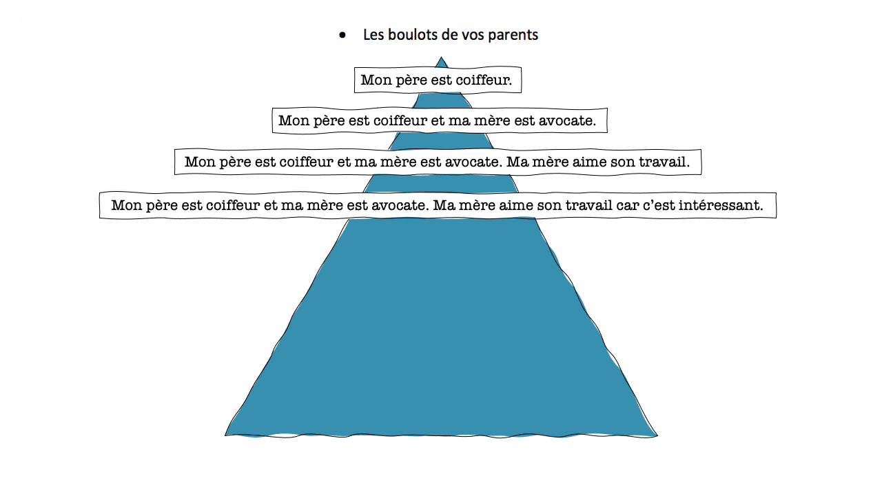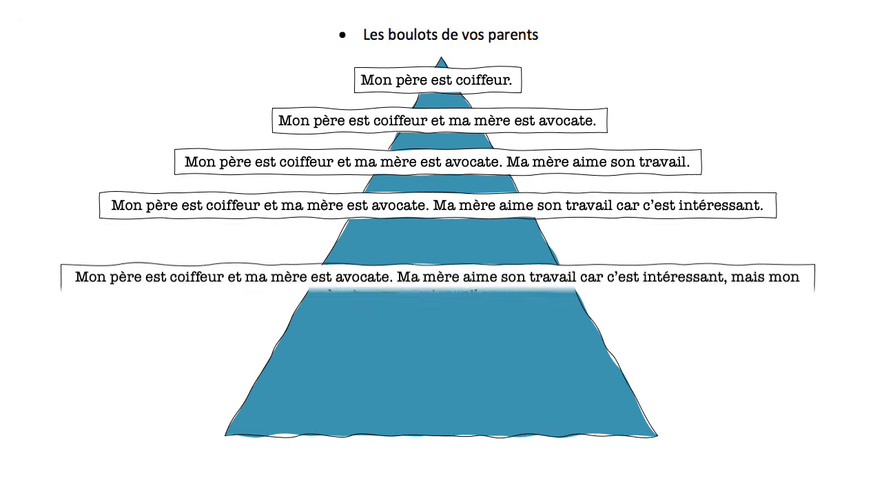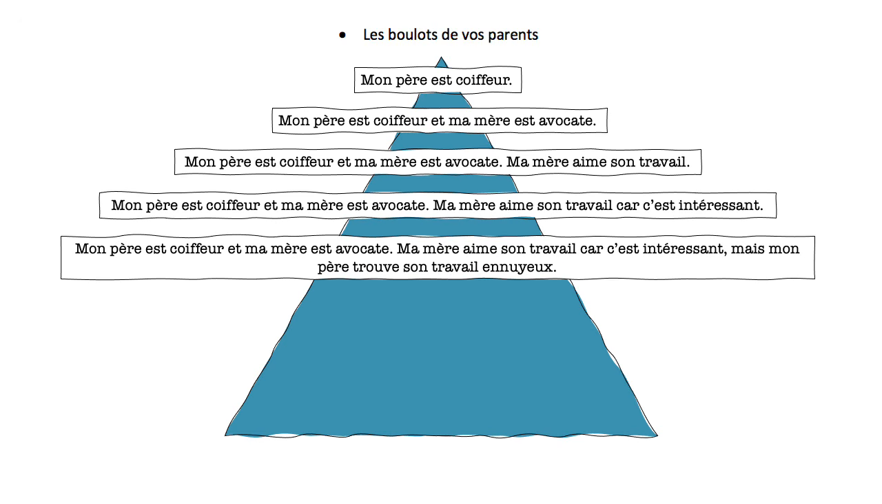But we could extend that even more by giving a reason, a justification for our mum's opinion of her job. Mon père est coiffeur et ma mère est avocate. Ma mère aime son travail car c'est intéressant. So she likes the job because it's interesting. There we're giving further details. Now we could extend this even more by saying our mum likes the job because it's interesting, mais mon père trouve son travail ennuyeux. But my dad finds his work boring.